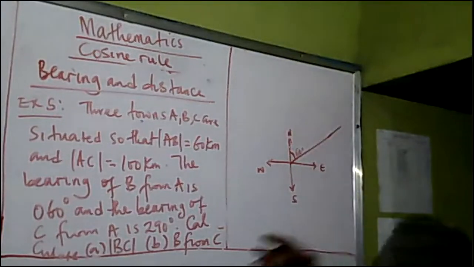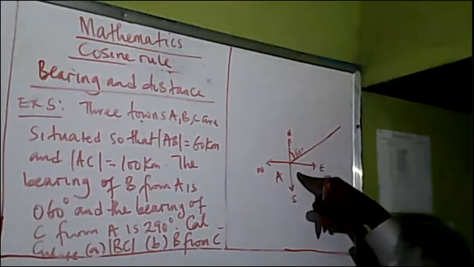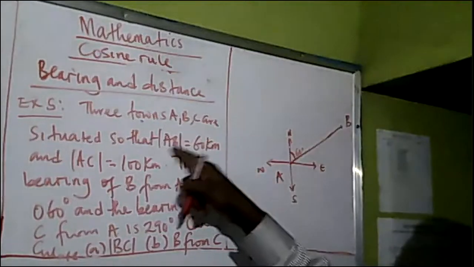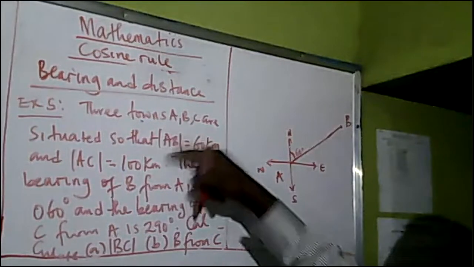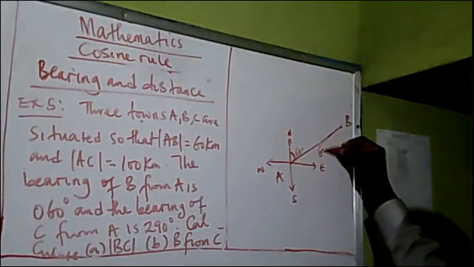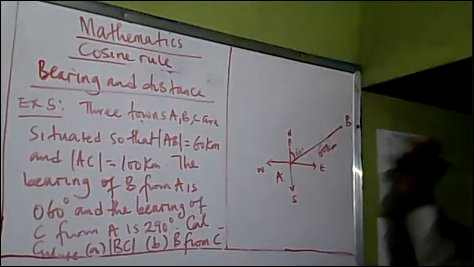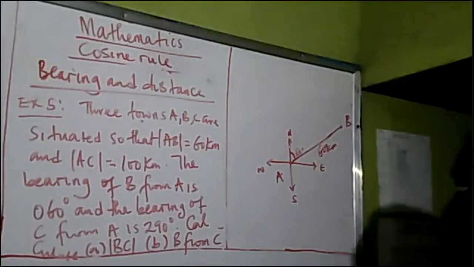Okay. So the bearing of B from A. The bearing is from A. This is B. Remember from the beginning, AB was given as 60 kilometers. Line AB, 60 kilometers. Let's say this is someone's house to school. So this is the bearing, that's what you are calculating.